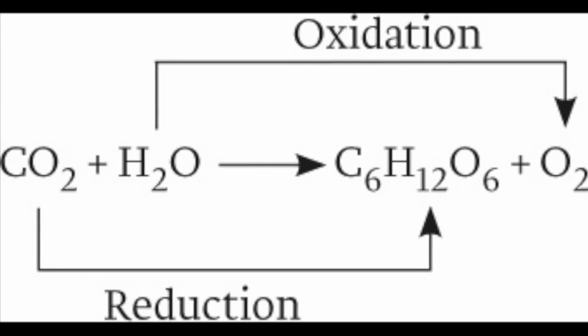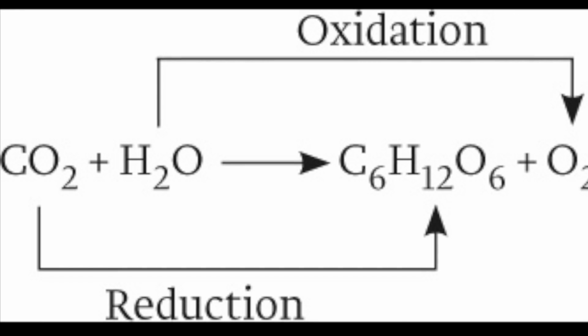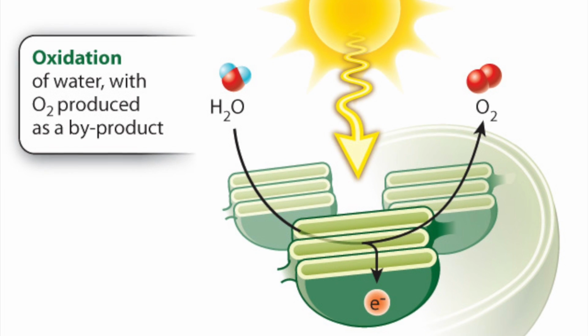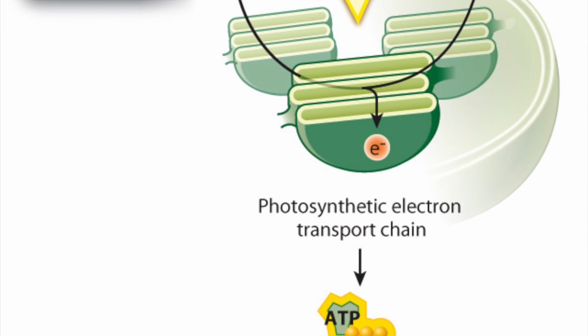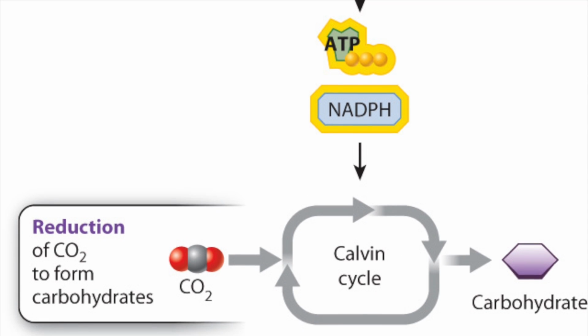Now, let's move on to photosynthesis. What is photosynthesis? Photosynthesis is making glucose and oxygen from carbon dioxide and water. Photosynthesis is a redox reaction where CO2 is reduced into glucose and H2O is oxidized into oxygen. Photosynthesis has two parts, which are the photosynthetic electron transport chain and the Calvin cycle.